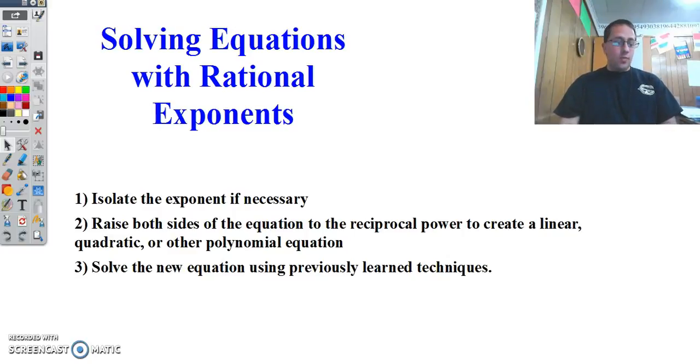Hello class, today we are going to talk about solving equations that have rational exponents. So these are things like x to the 2/3 power, and we're trying to figure out what x is.